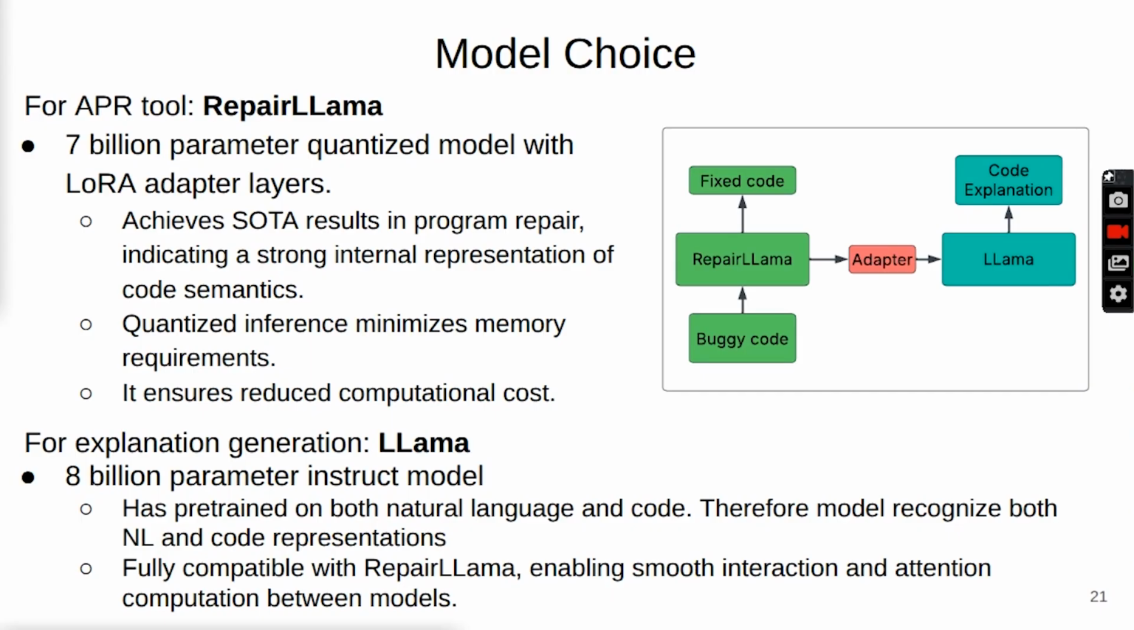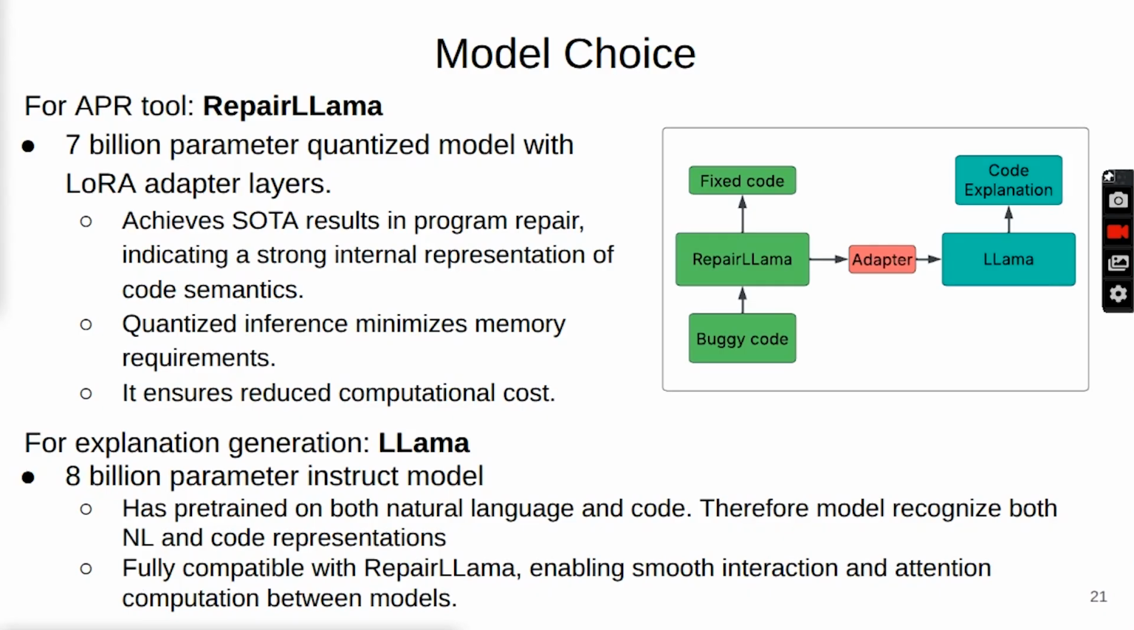Let's now look at the model choice for our system. For the automated program repair tool, we use Repair Llama, a 7 billion parameter quantized model enhanced with LoRA adapter layers. This model achieves state-of-the-art results in program repair, demonstrating strong internal code understanding. Thanks to quantization, it also reduces memory usage and computational cost, making it efficient for practical deployment.